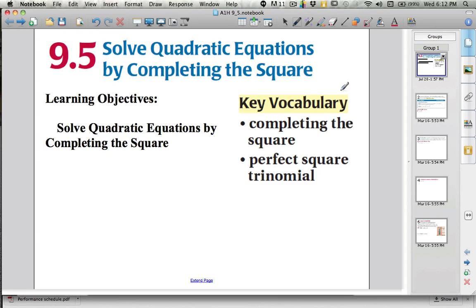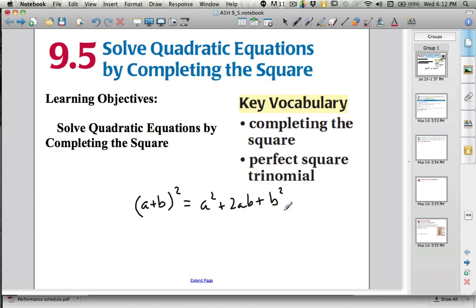In section 9.5, we're going to work on learning how to solve equations by completing the square. And our key vocabulary here is what is completing the square and what is a perfect square trinomial. We've already talked about the idea of the perfect square of a binomial. We know that (a + b) squared is equal to a squared plus 2ab plus b squared.